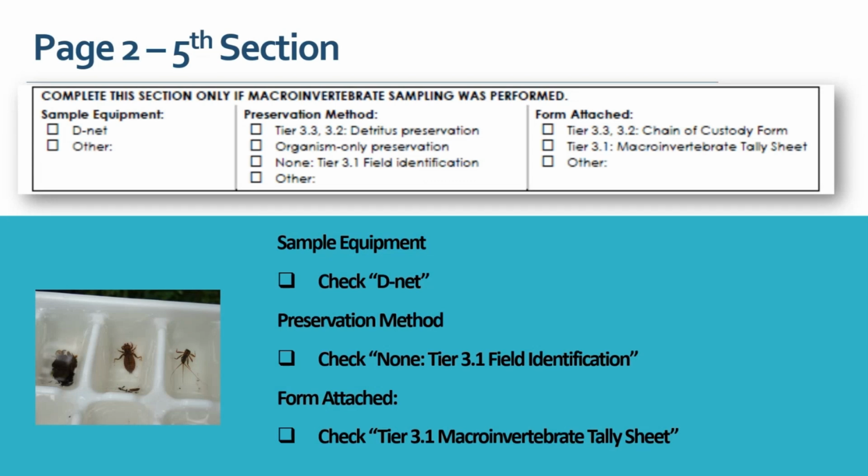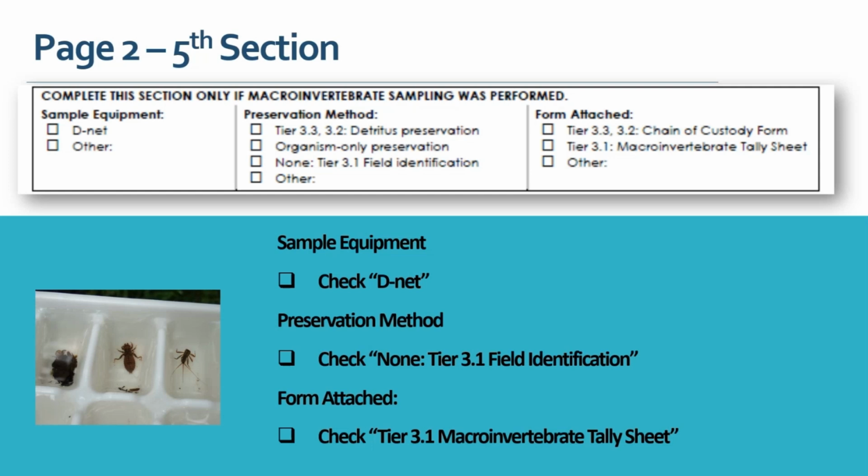For the people who are on Stream School today, the answers for this section are always going to be the same. Maybe your project manager will edit the data sheet so that you only have the right answer available. The sampling equipment that you're going to be using is a D-net. You are not going to preserve the samples. You're going to be identifying them in the field, so you would check off where it says none, Tier 3.1 field identification.